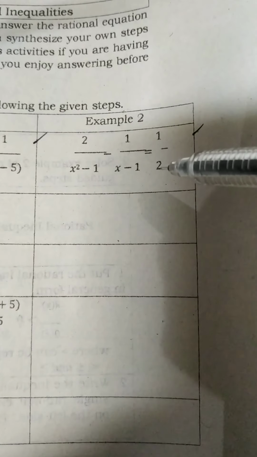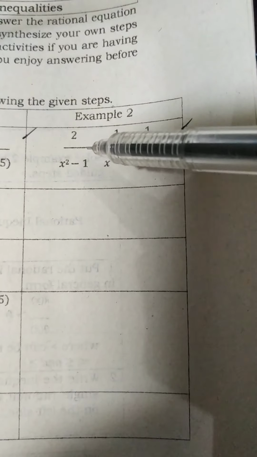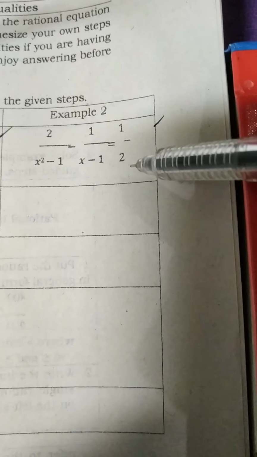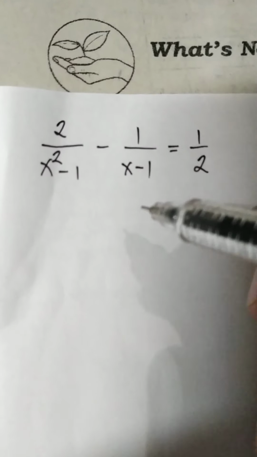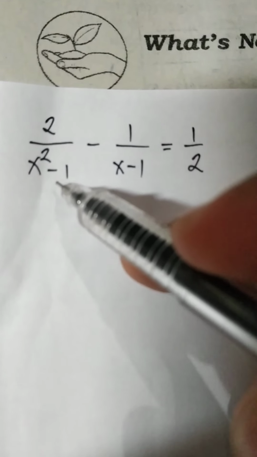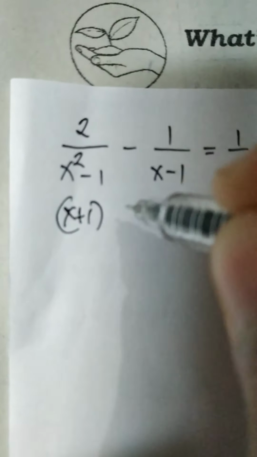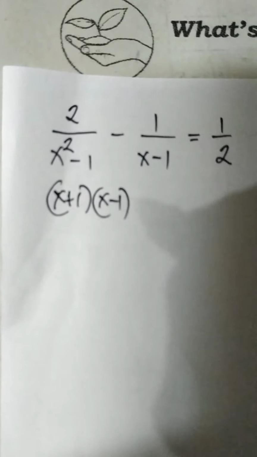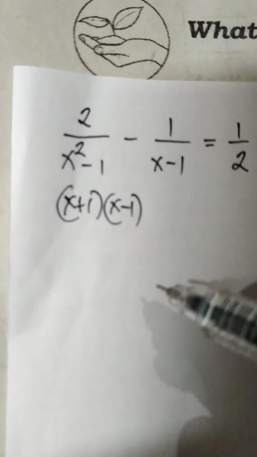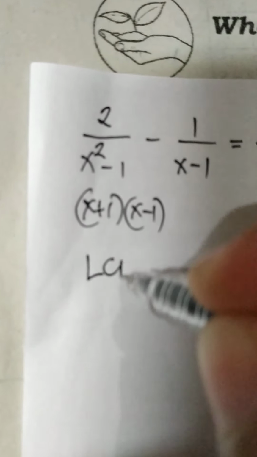The next example, we have 2 divided by x squared minus 1 minus 1 over x minus 1 that is equal to 1/2. Again, the first step is to find the LCD. But this part now, kung aton siya lantawon, x squared minus 1 can be factored into x plus 1 times x minus 1. So therefore, next will be we're going to find the LCD.